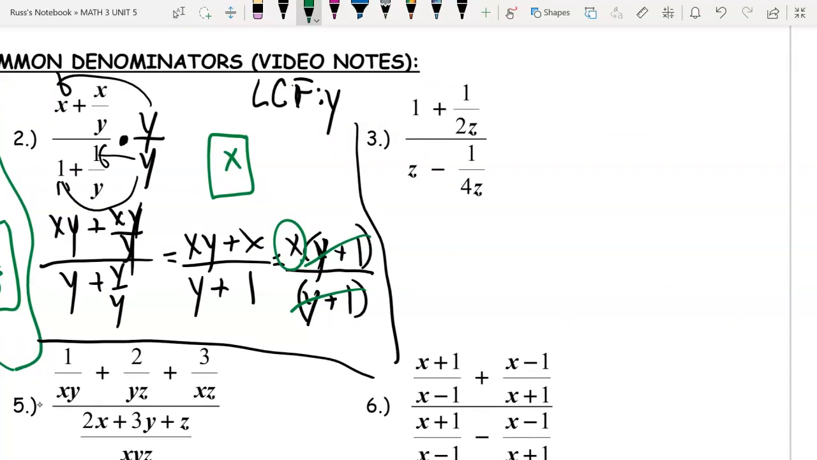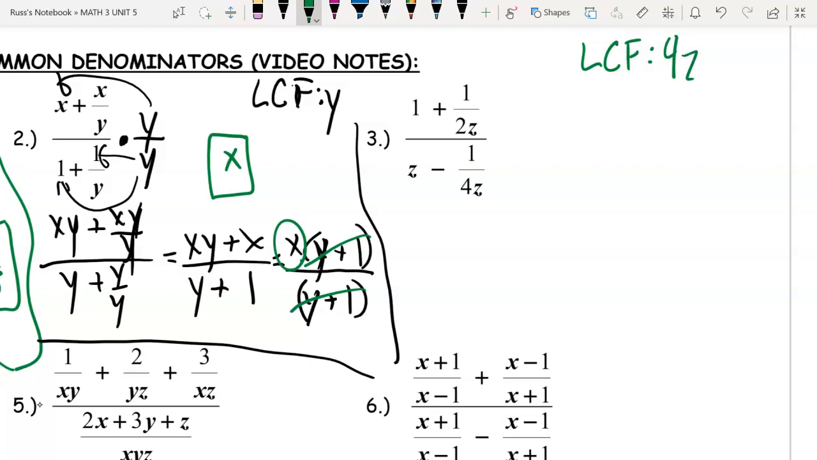So here, I've got 2z and 4z. I'm going to look at the numbers first, 2 and 4. The smallest number that both 2 and 4 can divide into is 4. 4 divided by 2 is 2. 4 divided by 4 is 1. You would get a whole number output.